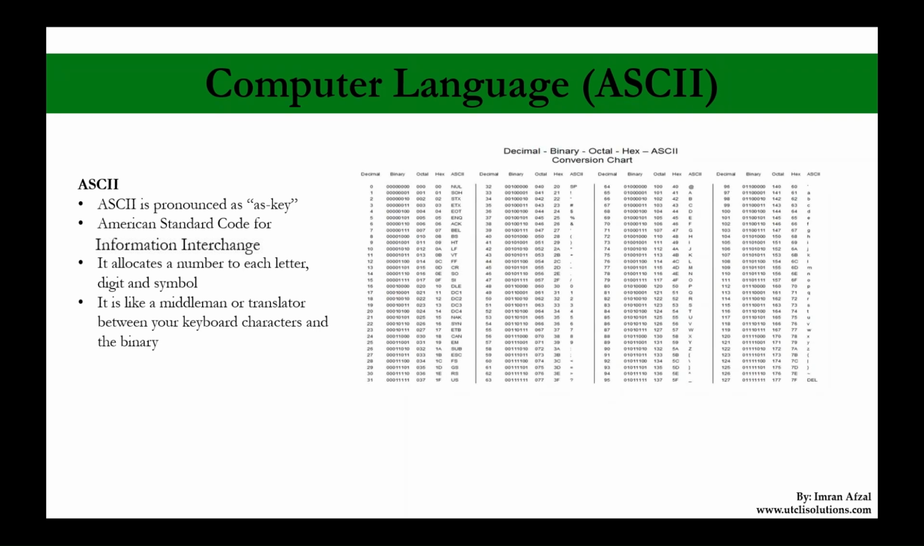You will see the columns: the decimal, the binary, the octal, hex, and ASCII. We'll cover the hex in a second. But if you look at the H value in the table, it has an ASCII code of 72. So the computer assigns 72, and then the 72 gets translated into the binary, which is what the computer understands: 0 1 0 0 1 0 0 0.